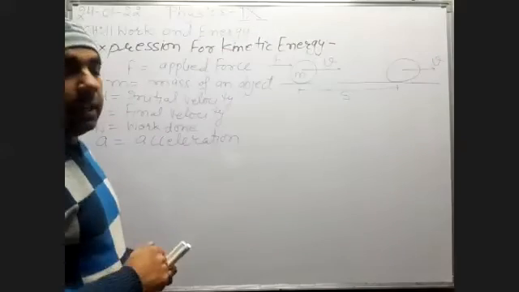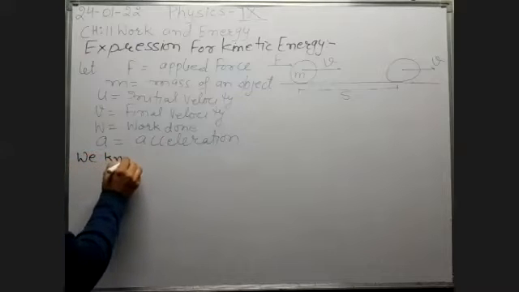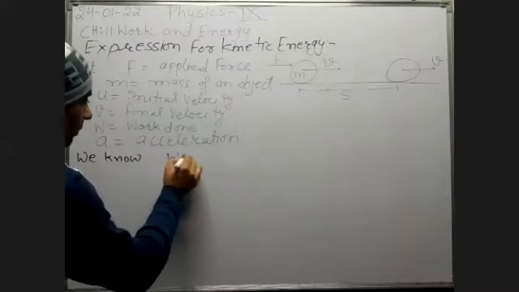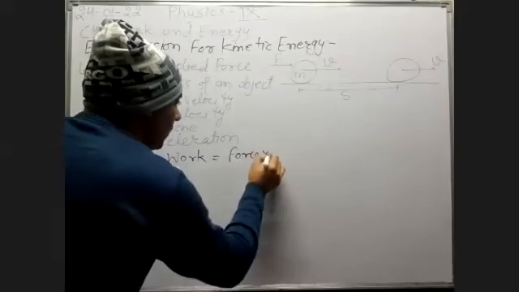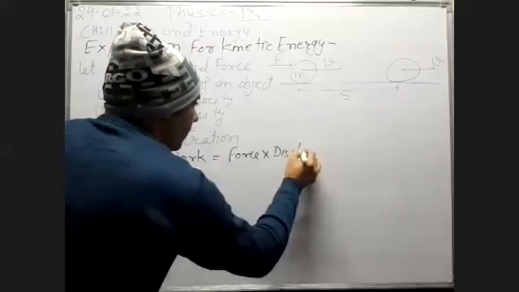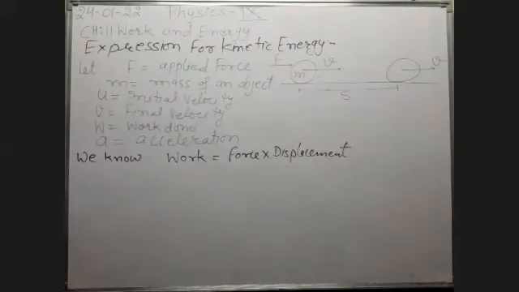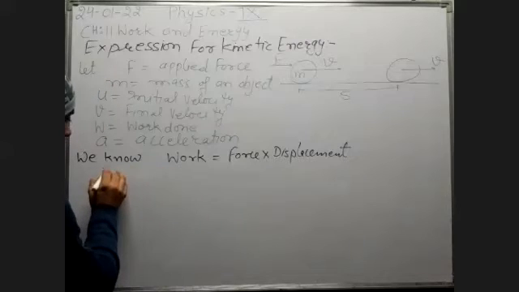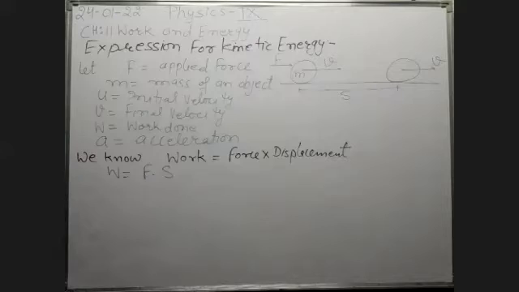वर्क डन को कैलकुलेट करना. ठीक है. ओके. So what is the work done by an object? So we know work done is equal to force into displacement. Okay. So what is work done? W will be equal to F into S.